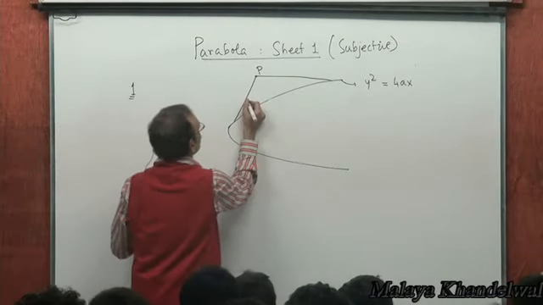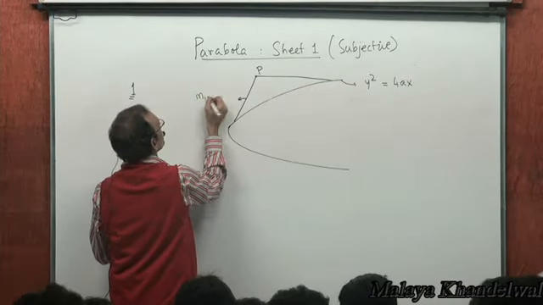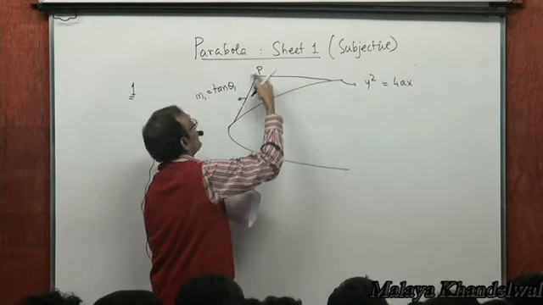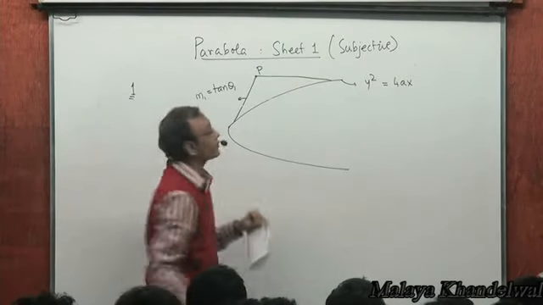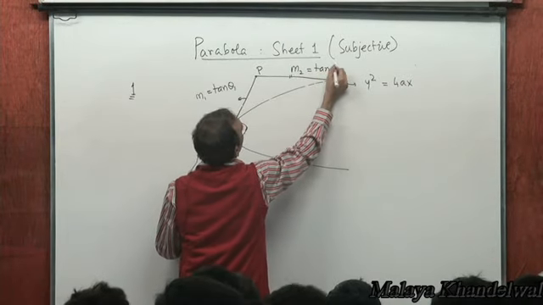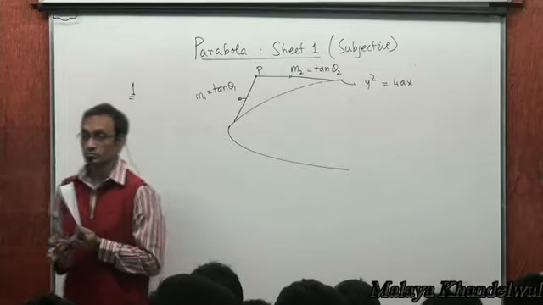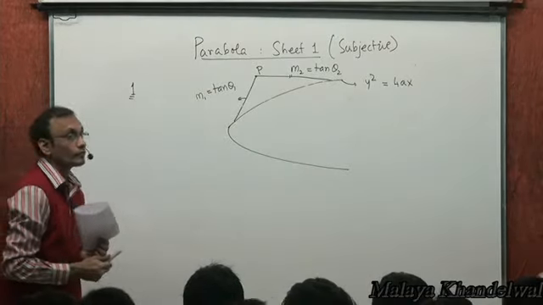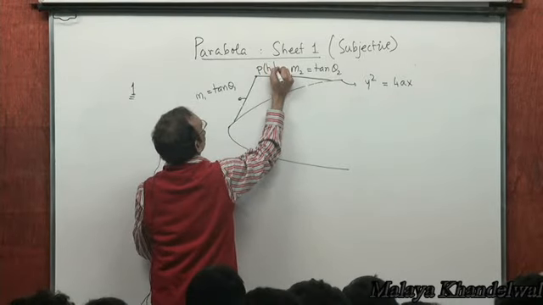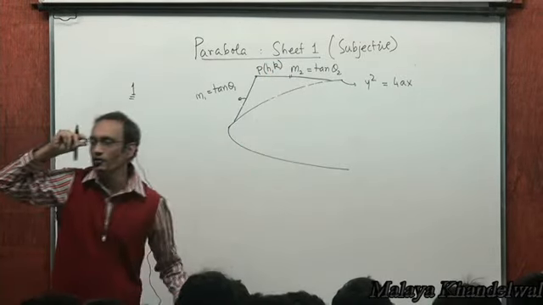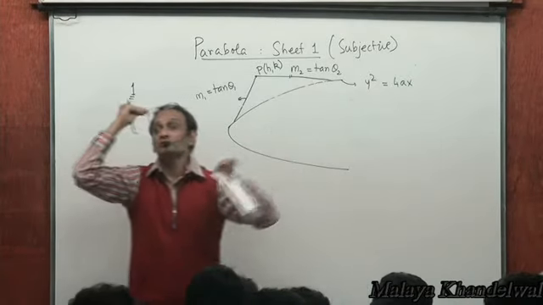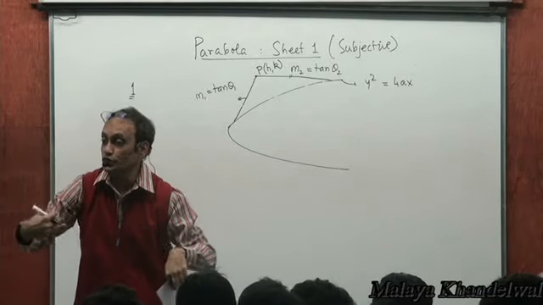And the slopes of these tangents are m1 equal to tan theta 1. For different positions of P, you will have different values of theta 1, right? And the slope of this tangent is tan theta 2. Theta 1 and theta 2 are parameters. The point P is a moving point, let's say having variable coordinates h comma k. These are variable slopes, but they vary subject to a condition.